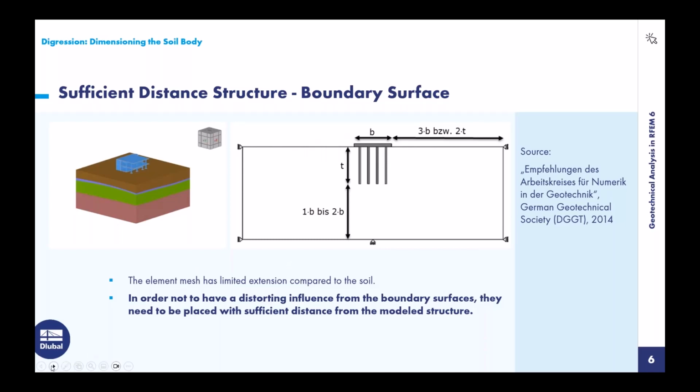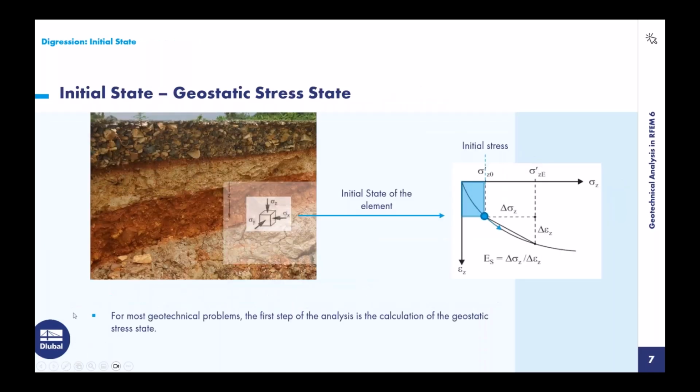Okay, then we can come to the third and last short theoretical slide, the geostatic stress state, or the initial state. As I said, we have this stress dependency of stiffness in soil behavior. So if you want to analyze your building with the right stiffness, it is needed that you know the stress state your soil is in.